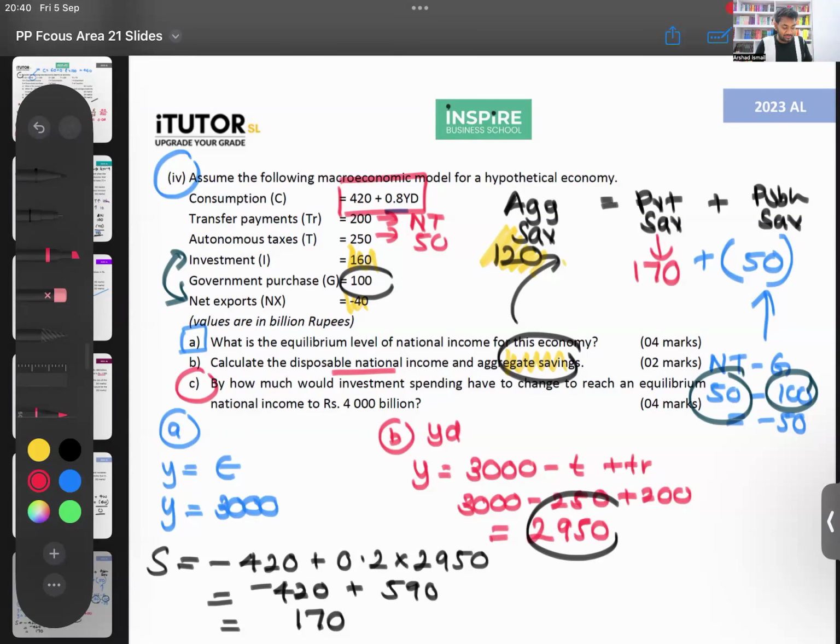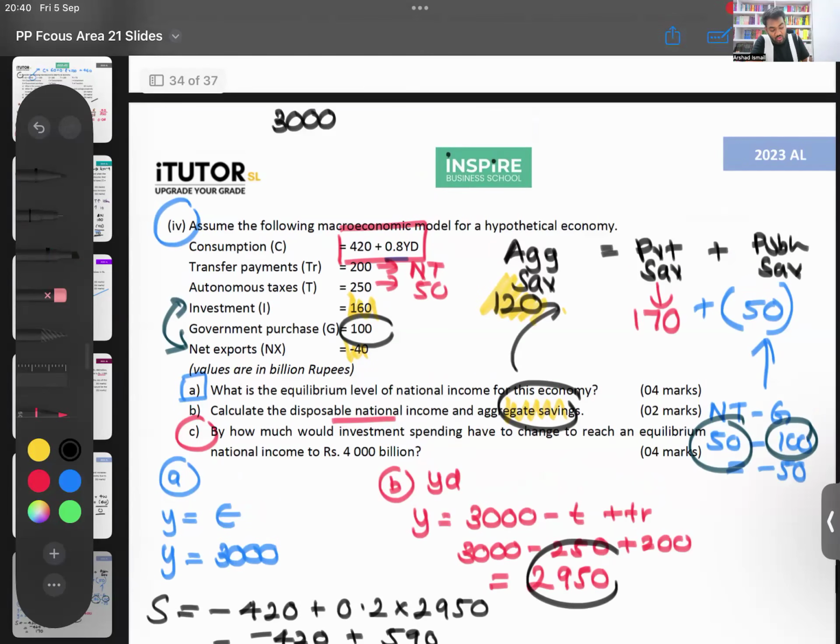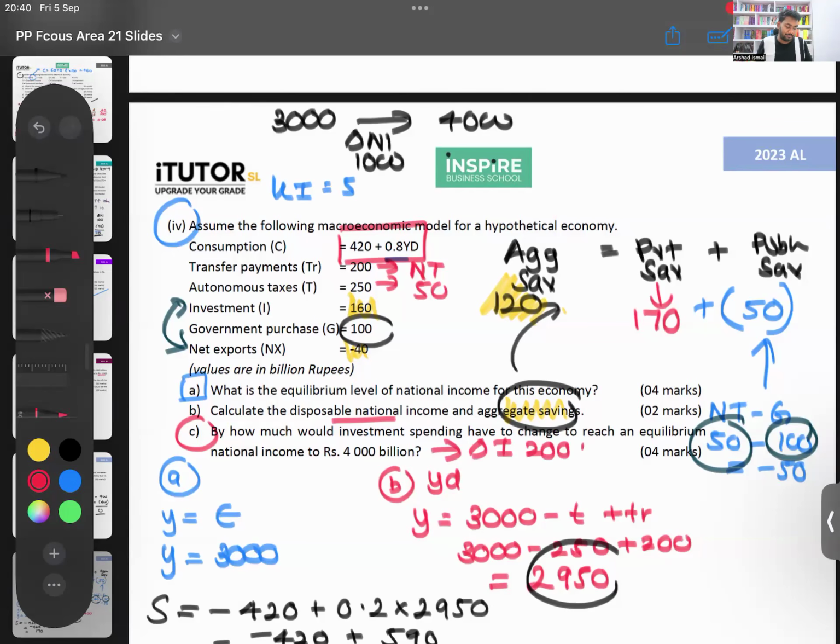By how much would investment spending have to change to reach an equilibrium income of 5,000? Easy. Right now, your equilibrium is 3,000. You want to go to 4,000. You want equilibrium national income to change by 1,000. Your multiplier is 5. So if your multiplier is 5, how much should investment increase by for your national income to go up by 1,000? Investment has to increase by 200. If it increases by 200, it will get multiplied by 5. National income will go up by this. So your answer there is investment has to change by 200.